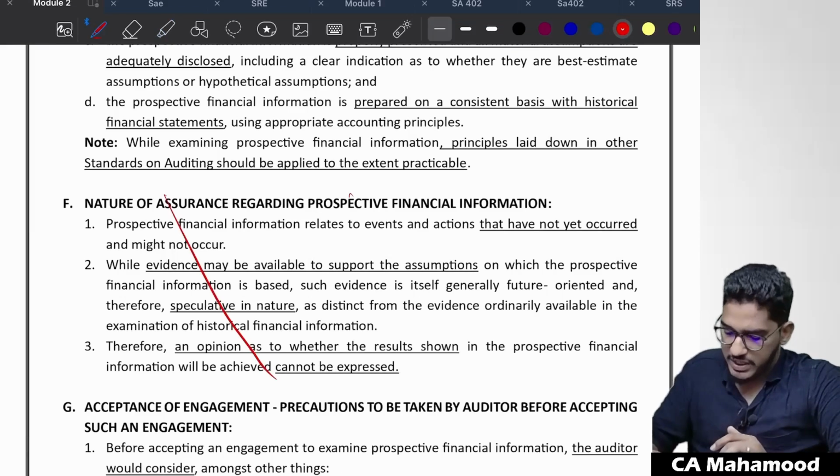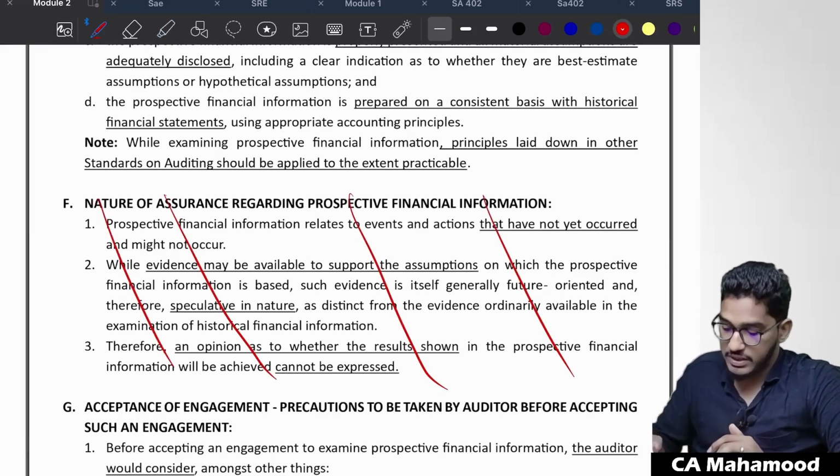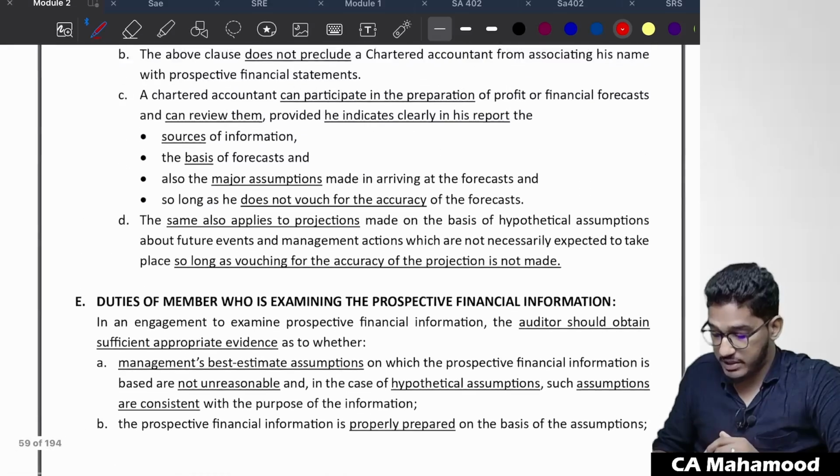Somewhere this paragraph has been duplicated, you strike it off. Para number F, you strike it off, that is just a duplication. So that paragraph has been replicated.